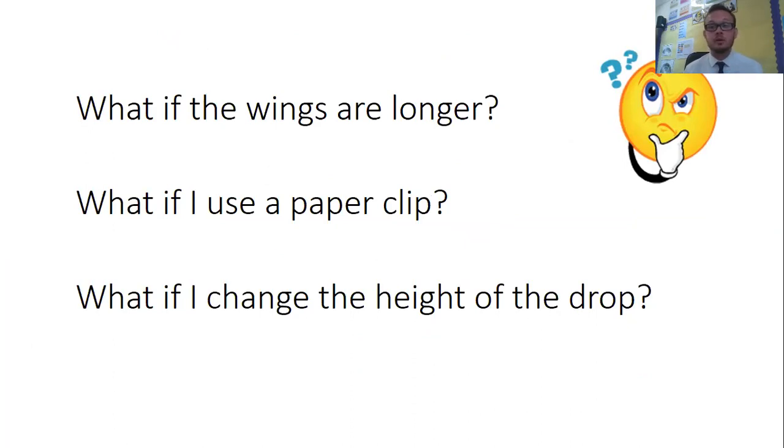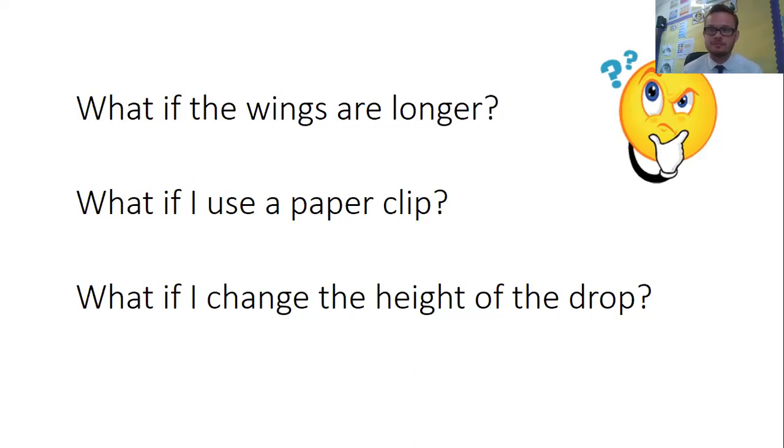You may even have questions yourself, things that you're thinking. What if I made it out of a different type of paper? What if I made it taller? What if I changed the color of the paper? Would that change anything? I would like you to give yourself a question and then go away and test it and see what happens. So I'm going to pause the video now, ask yourself a question, write that question down, and then find out what happens.